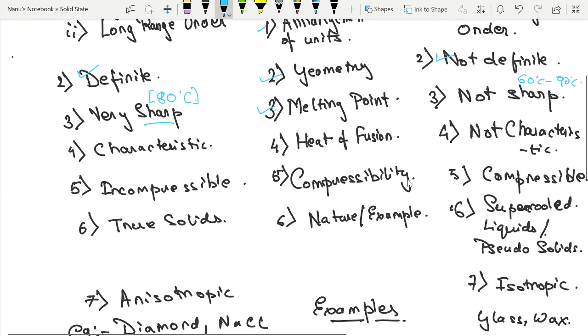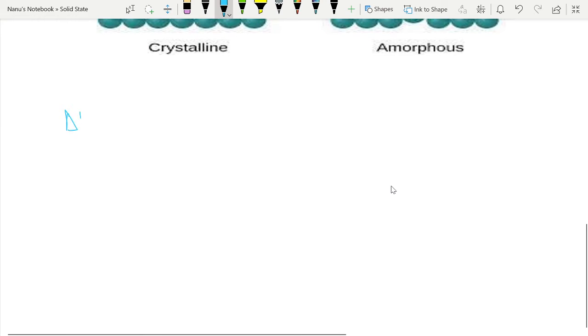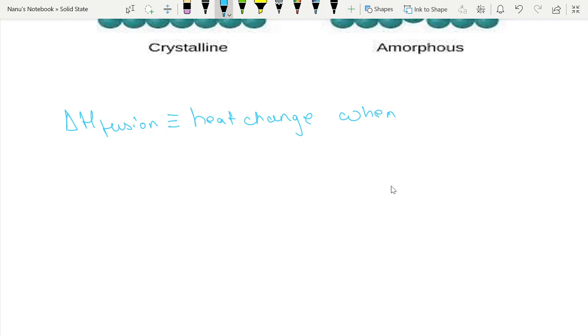So now similarly we'll talk about heat of fusion. First of all, what does heat of fusion mean? In thermodynamics we'll study the del H, the change in enthalpy associated with fusion. For the ones who don't know what del H is, it's actually called enthalpy, but as of the moment you can simply think of it as the heat change associated when fusion happens. Fusion is when your solid is melting to a liquid, and the heat change associated with it. So that is what it means.